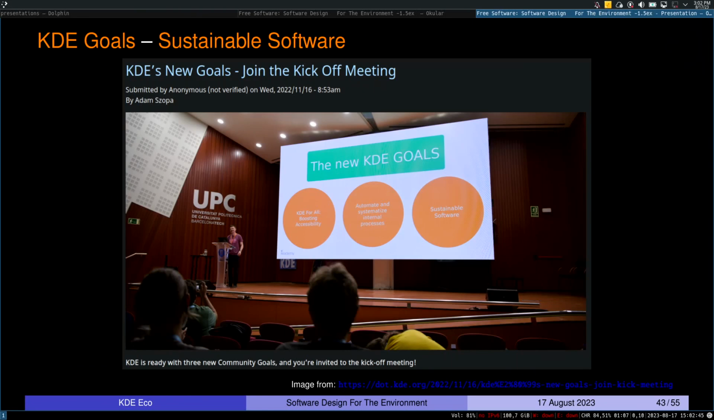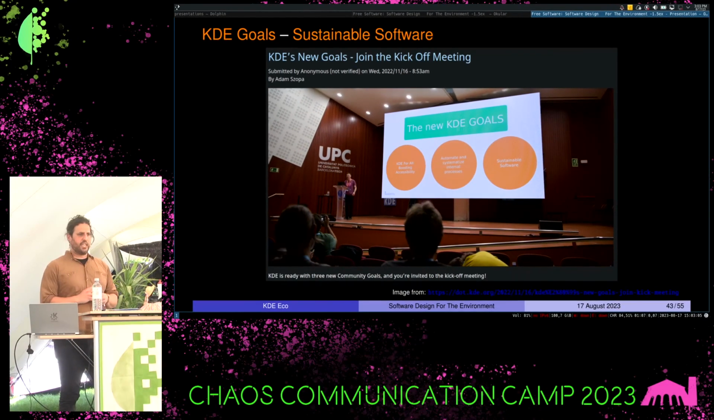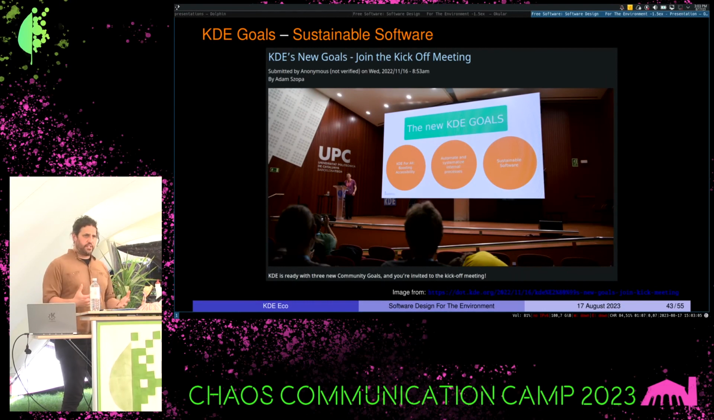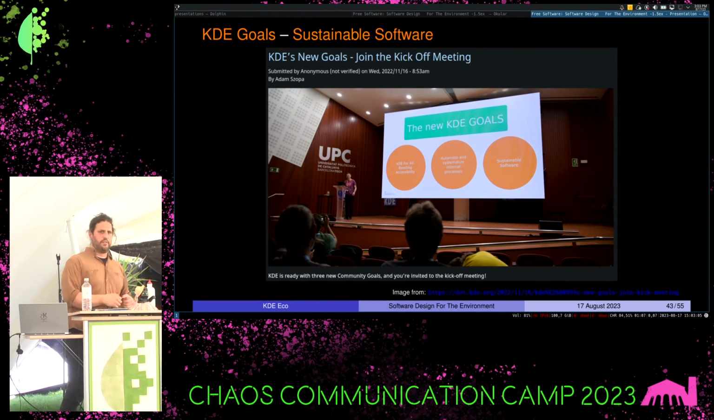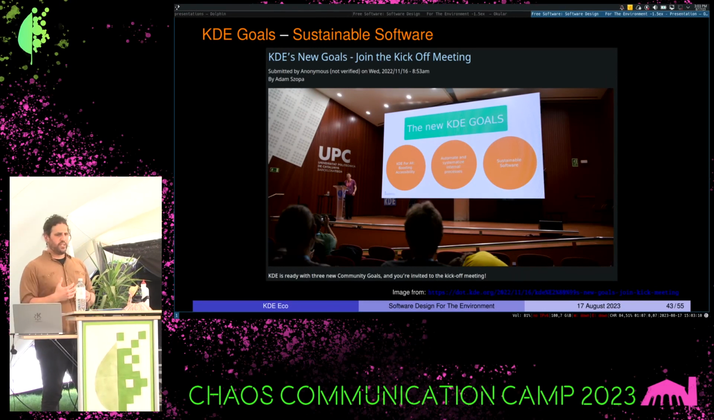Just a little bit more generally, KDE has a current goal of sustainable software. Every 2 years, we vote on 3 unifying goals for the community. One of the things that we're working on is measuring our software, but there are several other things related to this, such as documentation of the ways that free software, in particular our software at KDE, supports sustainability.